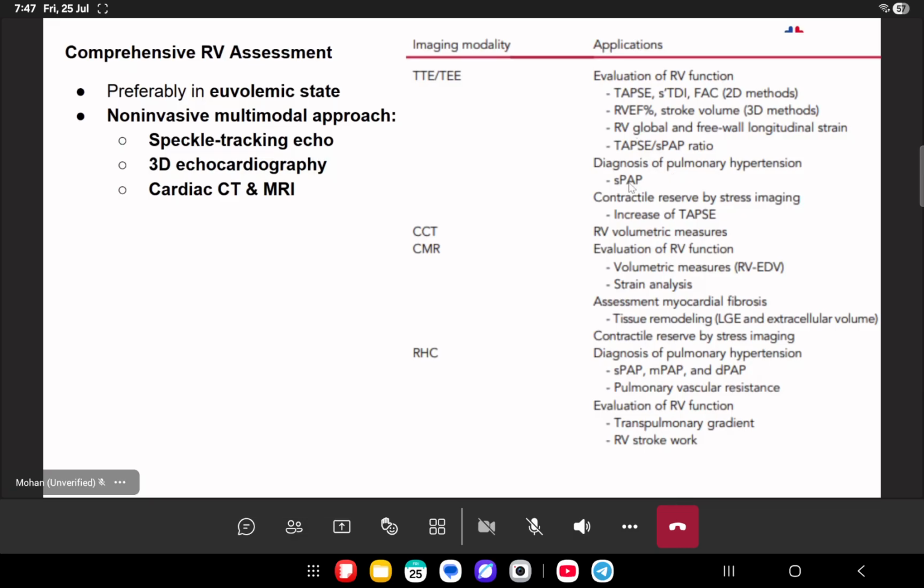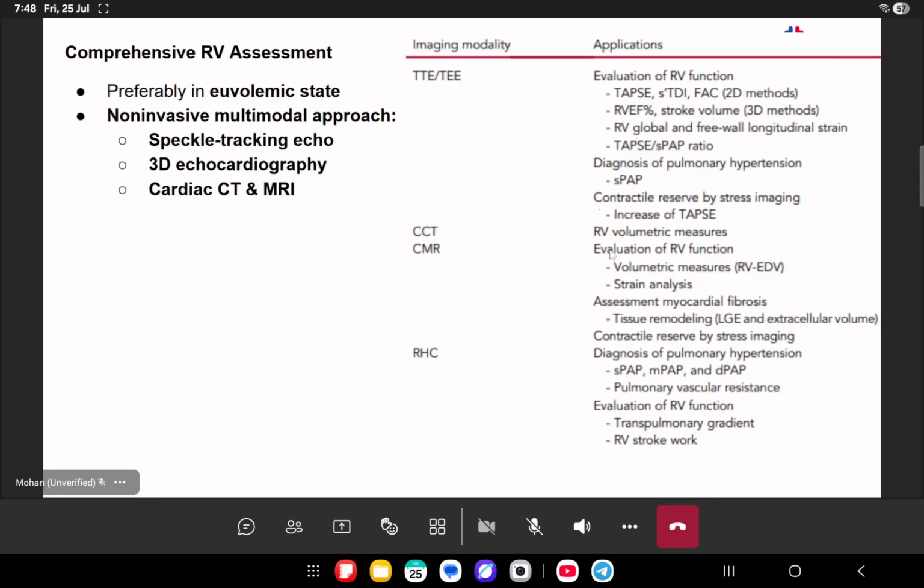Diagnosis of pulmonary hypertension by SPAP is usually made through echocardiographic values. And then contractile reserve by stress imaging. Under stress, we will see if there is any increase in TAPSE, so that we will come to know if there is any reserve left in the RV.